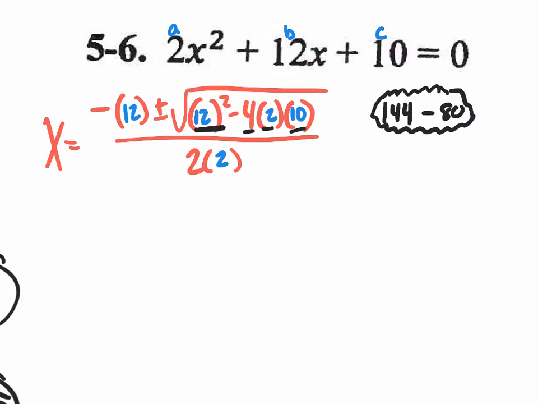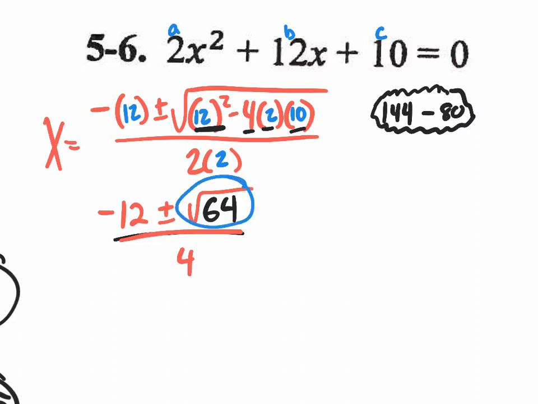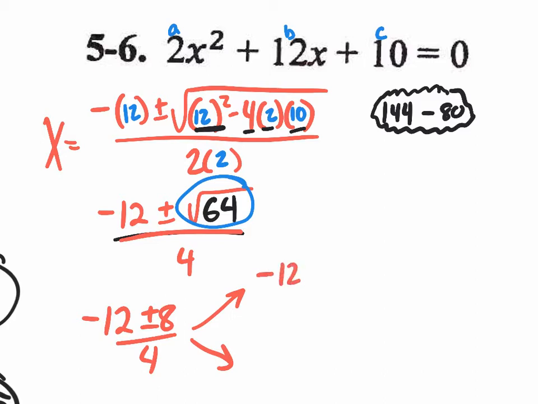64. So let's rewrite this whole thing. Negative 12 plus or minus the square root of 64. That's our discriminant value, 64. And it is over, let me do it in red, it is over 4. So we do know that the square root of 64 is what? 8. So we have negative 12 plus or minus 8 over 4. And that's going to produce two answers. Negative 12 plus 8 over 4. And also a negative 12 minus 8 over 4.